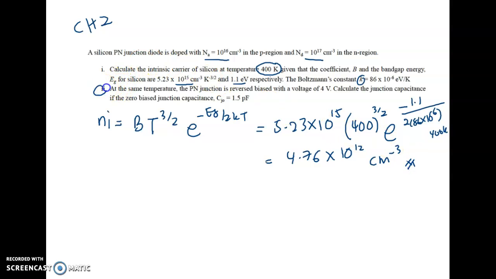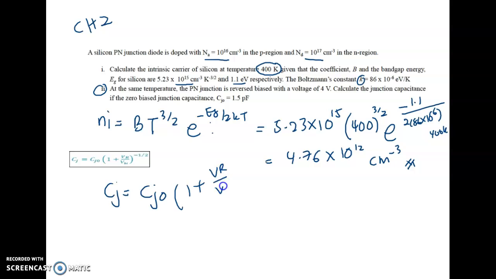Okay, for part B, where you are going to calculate the junction capacitance, you just need to apply the formula CJ0 times (1 plus your reverse bias divided by your VBI) to the power of minus 1 over 2. In order to solve this one, you need to calculate first the VBI. So what will be the value of VBI? Because this is not at room temperature, you cannot use 0.026.